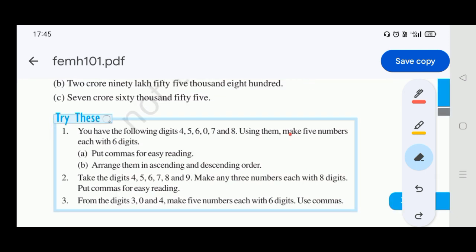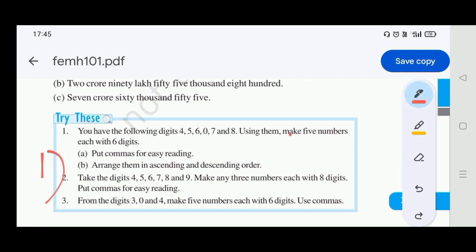Now here we have a try-these exercise. The first question is, you have the following digits: 4, 5, 6, 0, 7, 8. Using them, we have to make 5 numbers, each with 6 digits. A, put commas for easy reading, and B, arrange them in ascending and descending order.